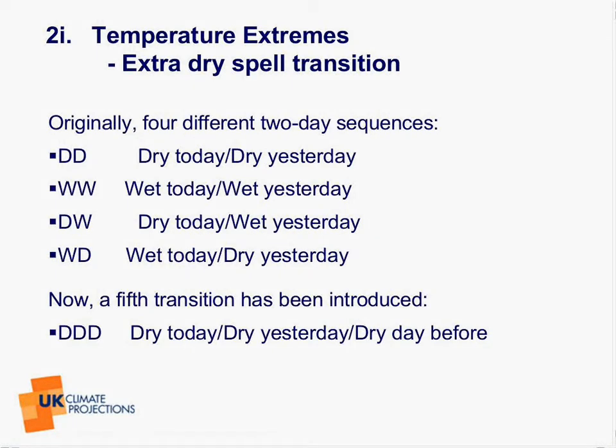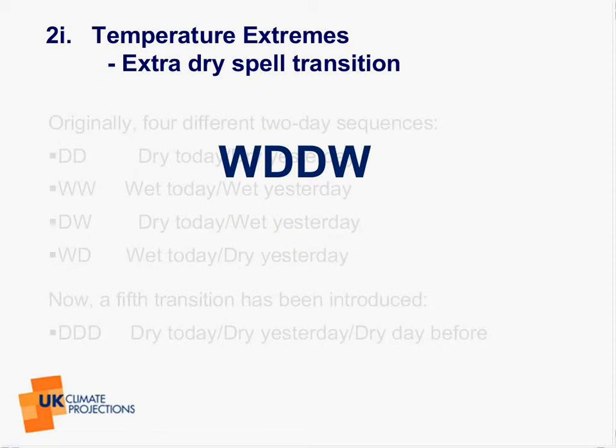The UKCP09 weather generator had 4 different 2-day sequences: dry today, dry yesterday; dry today, wet yesterday; wet today, wet yesterday; and wet today, dry yesterday. However, it didn't simulate the build-up of temperature during longer dry spells. So, for example, if a 2-day dry spell fell between 2 wet days, it would show the same results as if it were part of a longer dry spell.